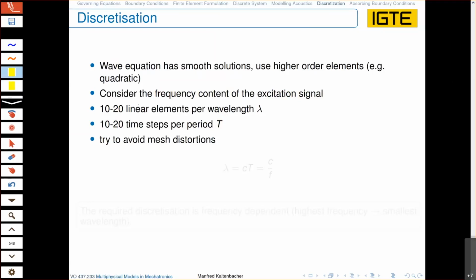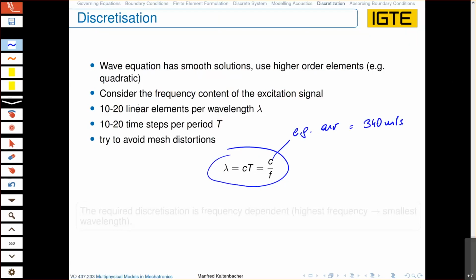Our fundamental equation, as we already know, is also the fundamental equation we need for the discretization, and this is this relation. We know that the wavelength is the speed of sound over frequency. Now the speed of sound, for example, for air, as you know, is about 340 meters per second. So this is a property of the medium where the waves are propagating, and we can assume it as a constant value for linear acoustics.